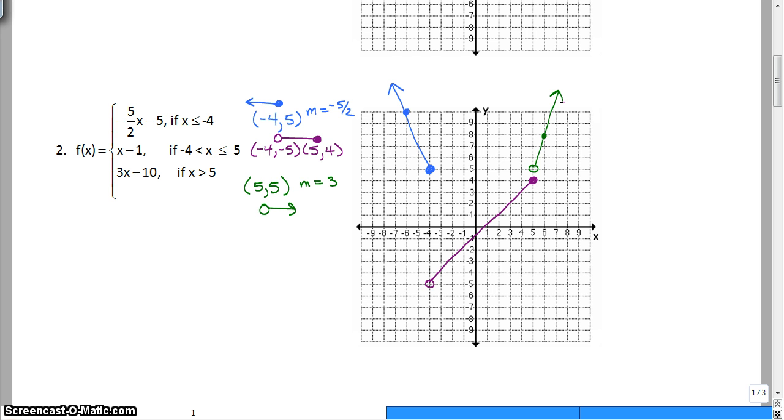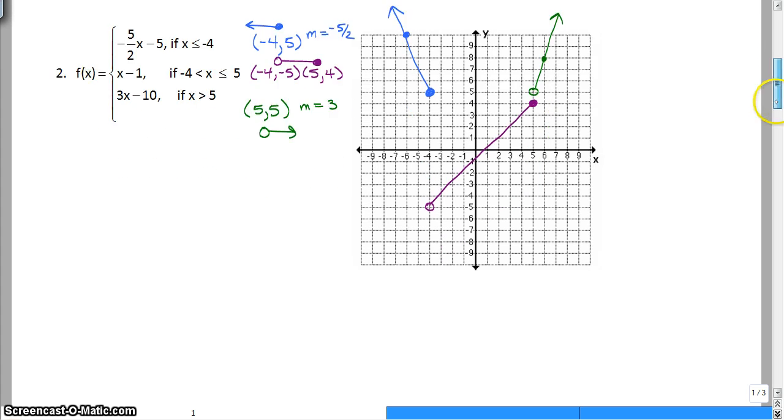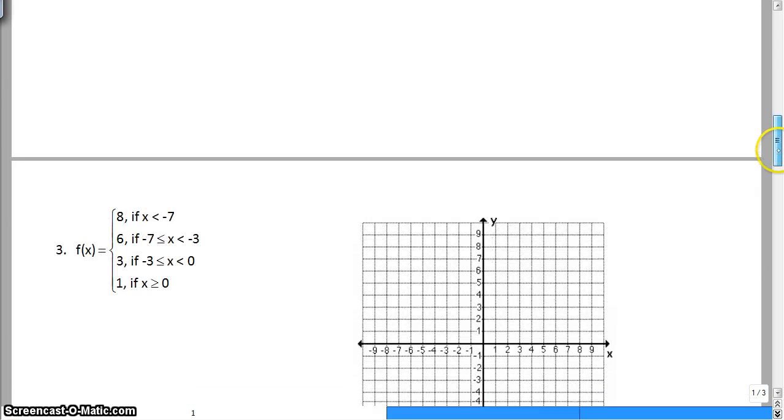So the blue and the green piece are the exact same things that we did in the problem before and in the last video. The middle pieces are easy. Just substitute both parts of your domain. You get your start and your stop, and you're done.